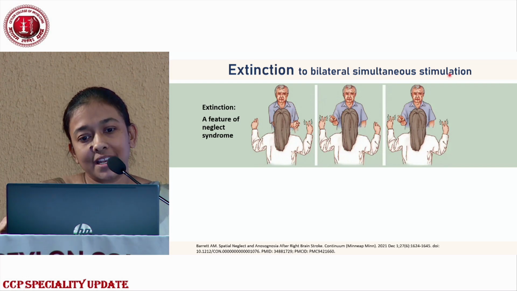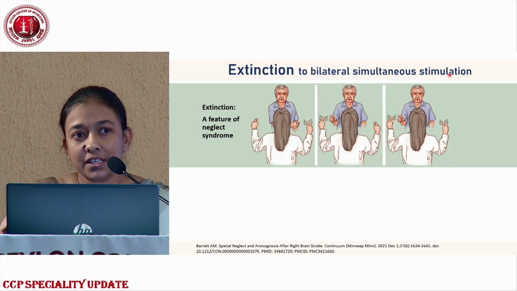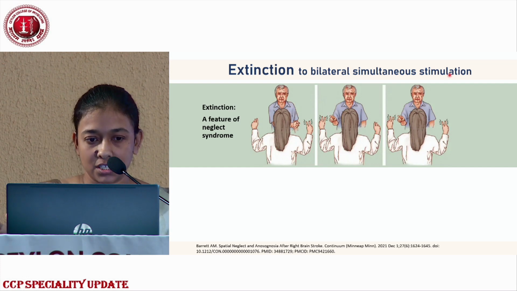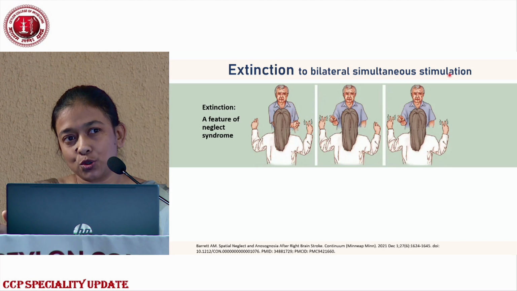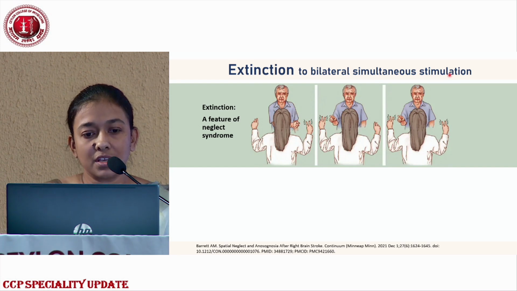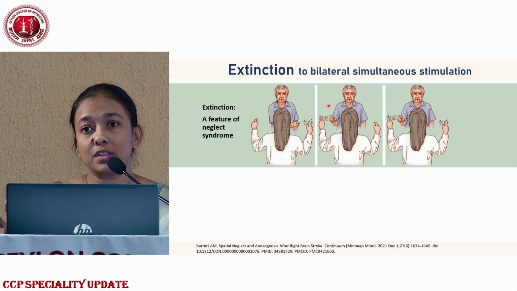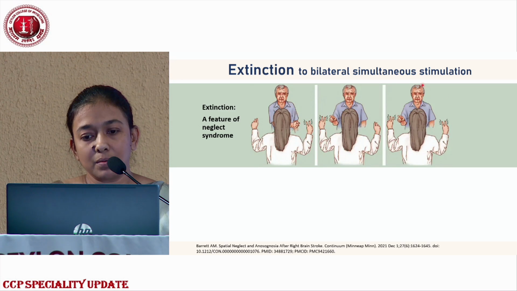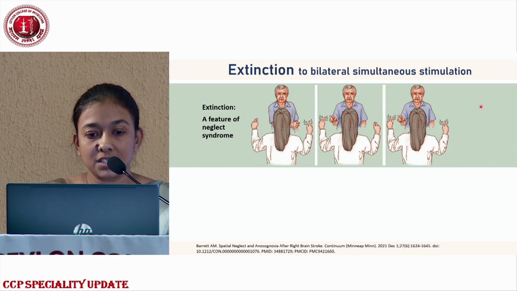Extinction to bilateral simultaneous stimulation is something that we can do at the bedside to screen for neglect. But it's just a single feature of the neglect syndrome, which has multiple clinical components. As you are all aware about the testing of extinction, this patient responds to wiggling of fingers in the left hemispace and also in the right hemispace when those are done separately. But when both stimuli on two different sides are given simultaneously, the patient pays attention only to the right side, and the left-sided stimulus is extinguished. So that's visual extinction.